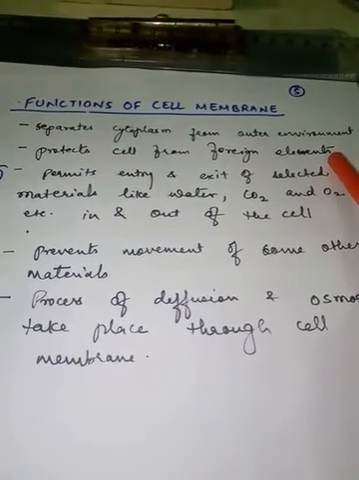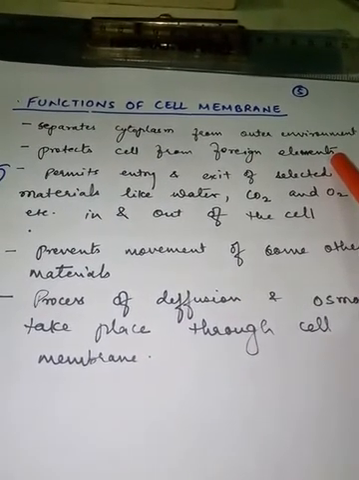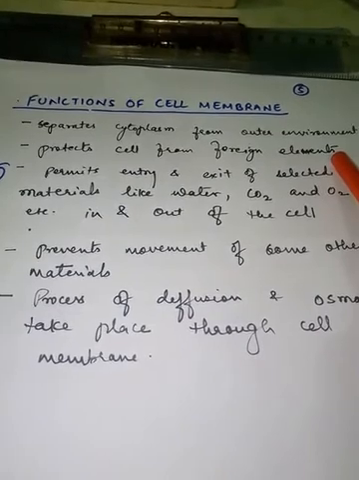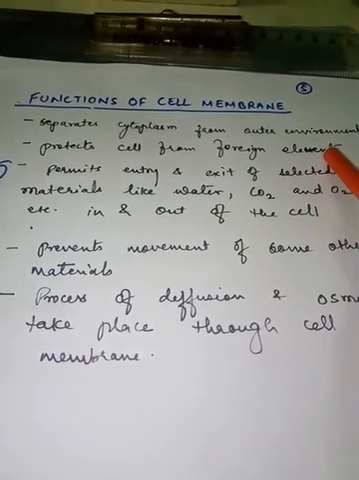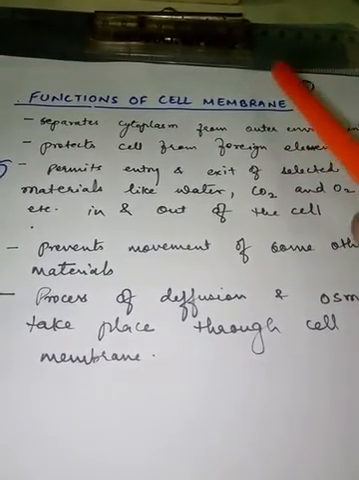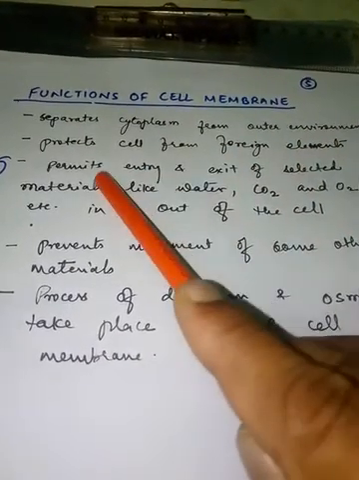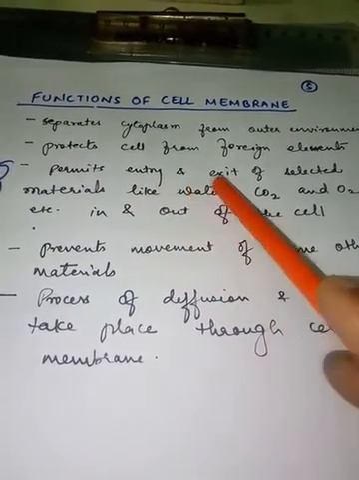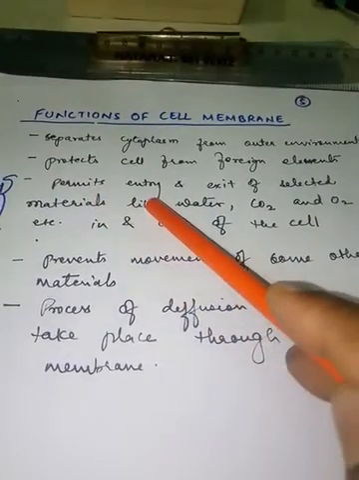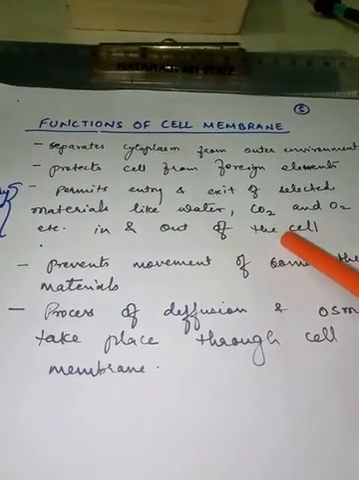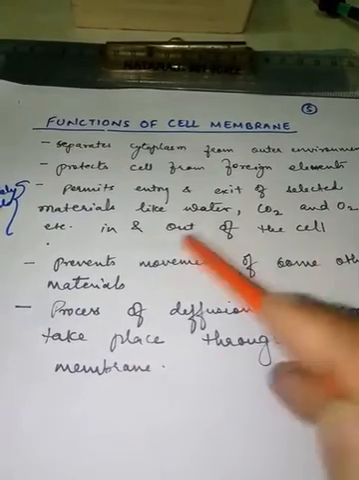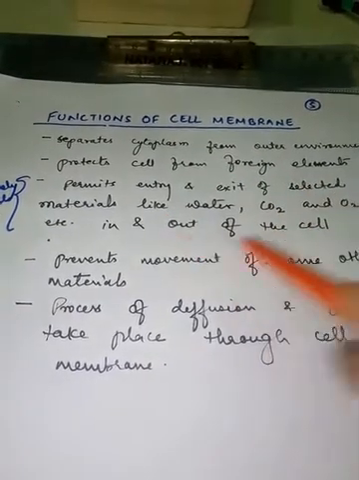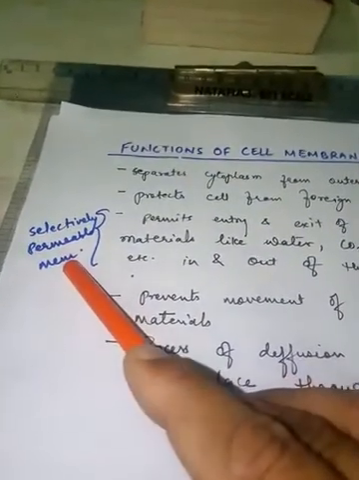Foreign elements means whatever things which will go inside the cell, and the cell is protected from all these foreign elements through this cell membrane only. Next, it permits entry and exit of only selected materials in and out of the cell. These selected materials are water, carbon dioxide, oxygen, etc. And due to this function, it is also called as selectively permeable membrane.